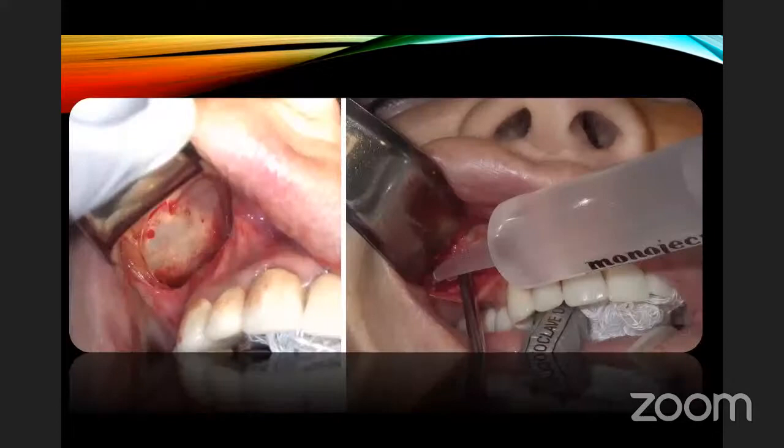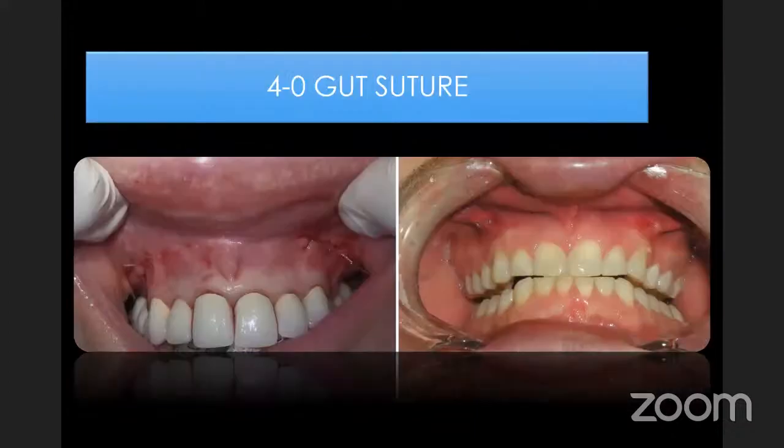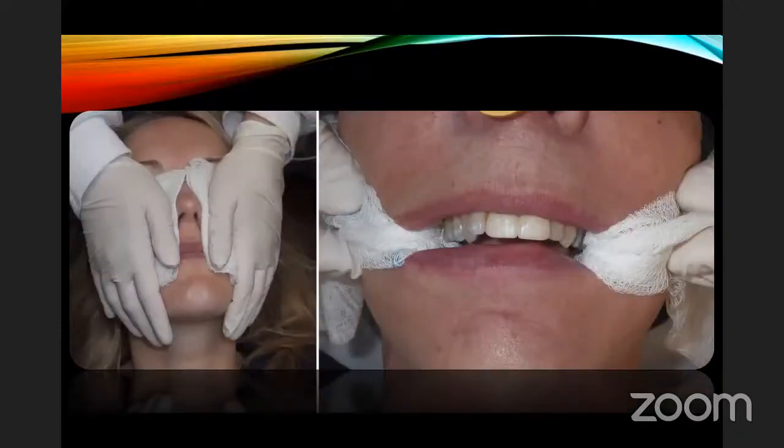We then irrigate with antibiotic solution and close this with fluoro gut dissolvable stitches. I compress this about 5 minutes after surgery from the outside, and also put cheek compression gauze on the inside until the patient goes home.